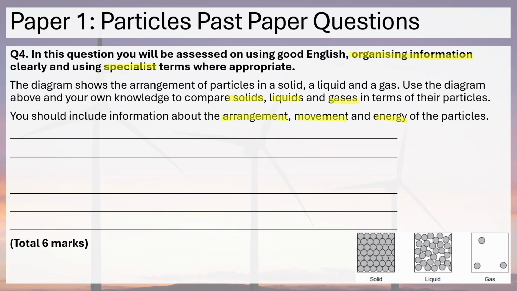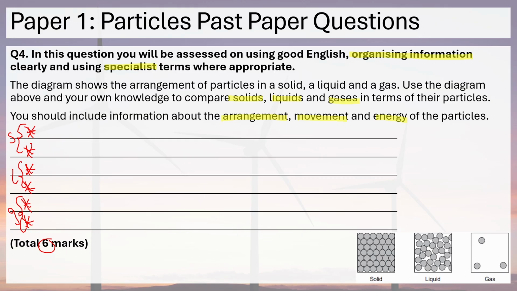So once again, before I start writing anything down, I'm going to plan my answer. We know there's 6 marks, so that means 6 bullet points. So once again, I lay out my answer before I start writing anything and think about what information I'm going to include. Now, because it's solids, liquids and gases, I'm going to recommend once again, we're going to use 2 of those bullet points to talk about solids, 2 to talk about liquids and 2 to talk about gases.